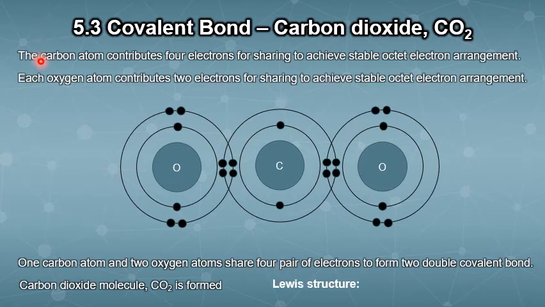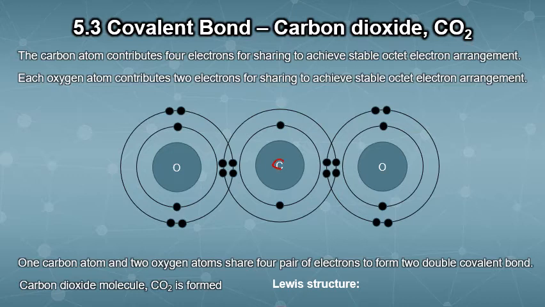The carbon atom contributes 4 electrons for sharing to achieve a stable octet electron arrangement. Remember, the carbon atom contributes 4 electrons. While for the oxygen, we have 2 oxygen atoms here, so each oxygen atom contributes 2 electrons for sharing to achieve a stable octet electron arrangement. You must look properly. Focus on the carbon atom first.